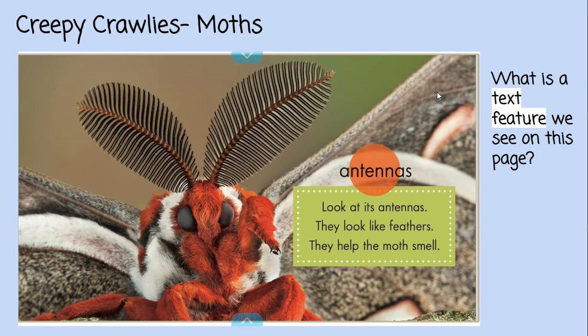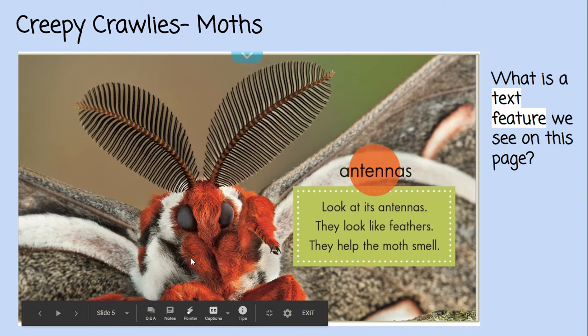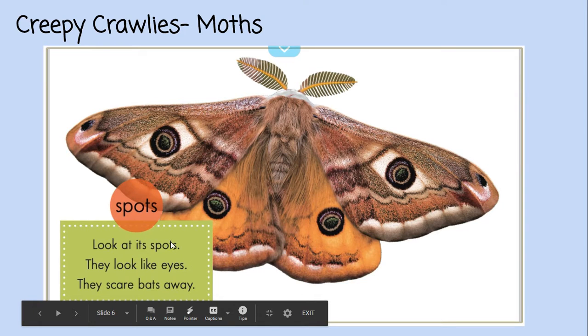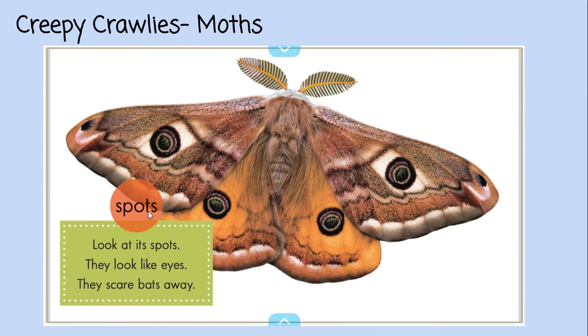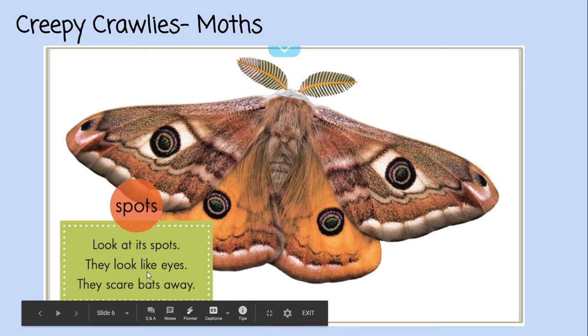So what is the text feature we see on this page? Here goes that word, that big bold word, antenna. And then I also see a text feature box. And not only that, we see the photograph. How awesome is that? Spots. There's another text feature, that word that we're supposed to be looking for. Look at its spots. They look like eyes. They scare bats away. Yeah, if you look at those, they do look like eyes. That's so cool.